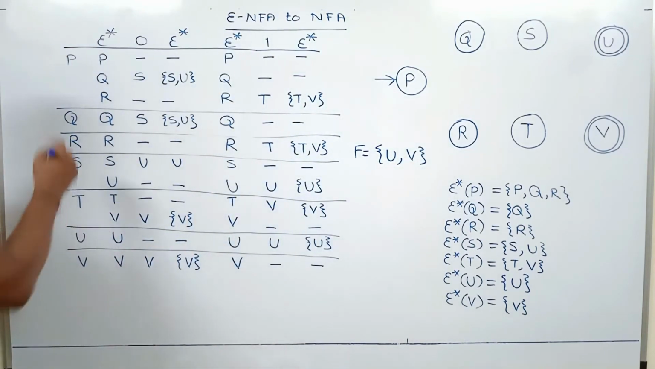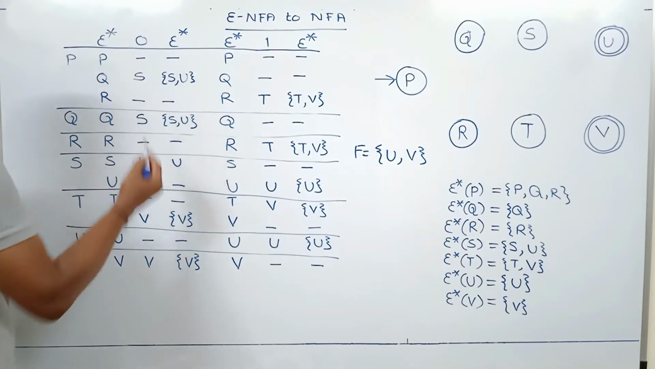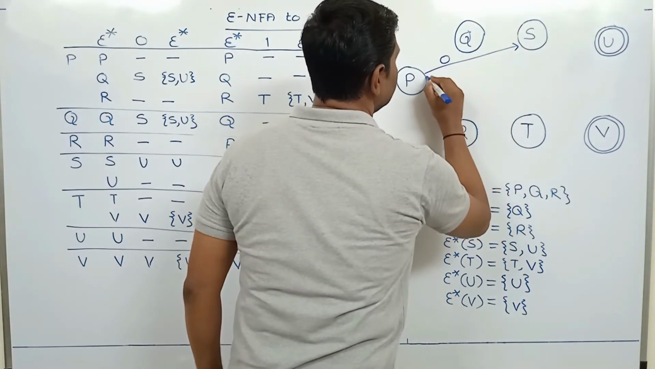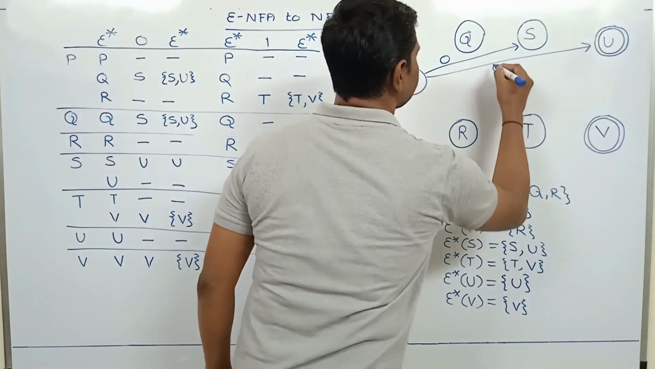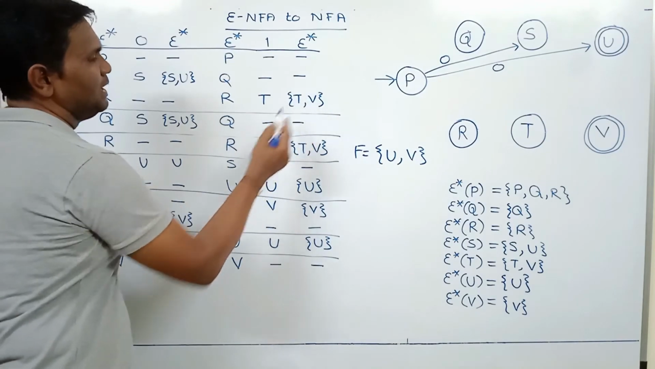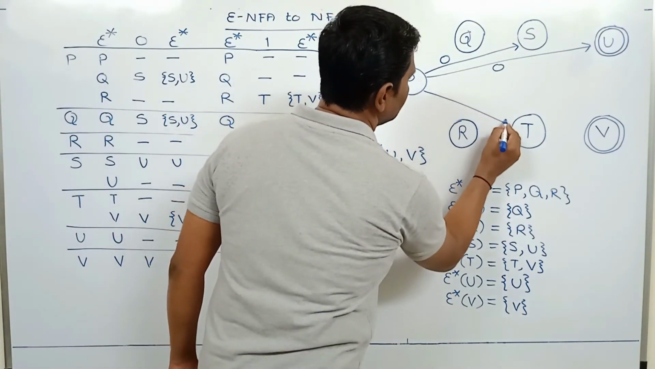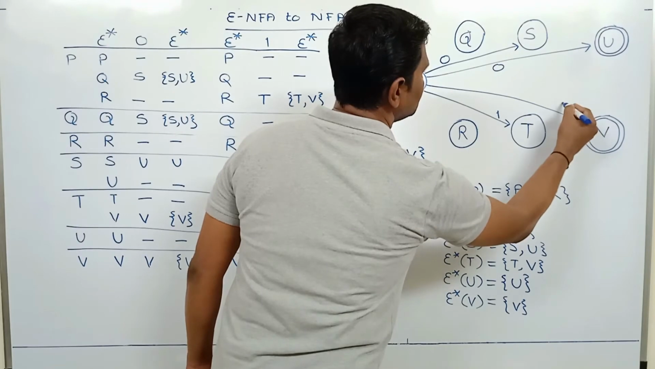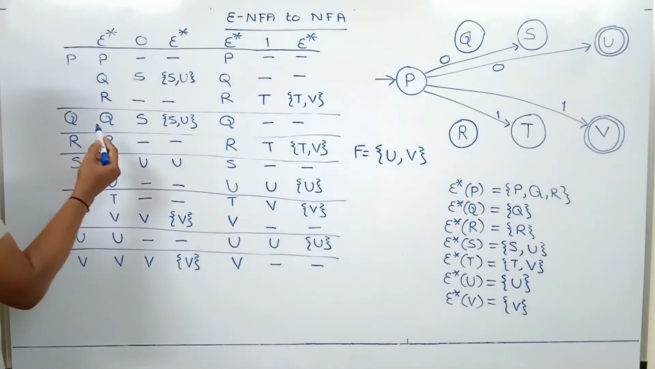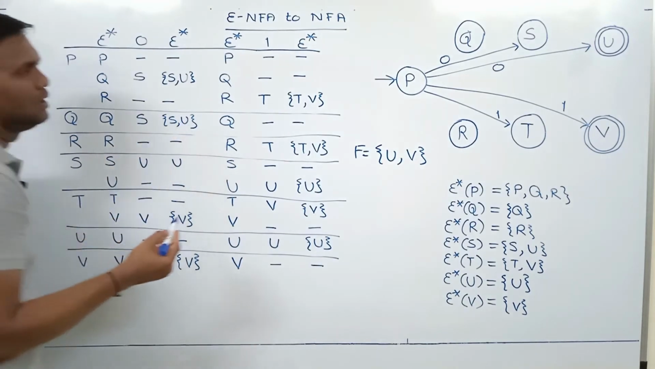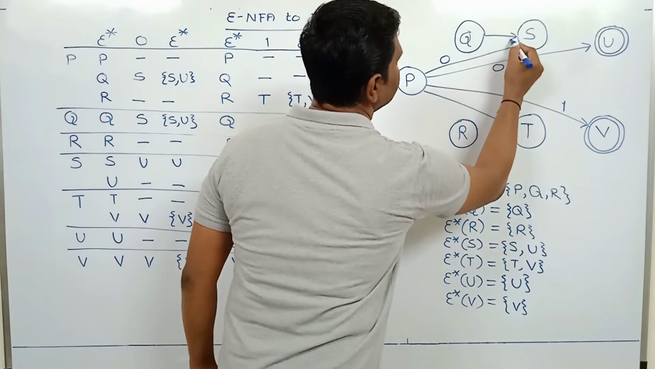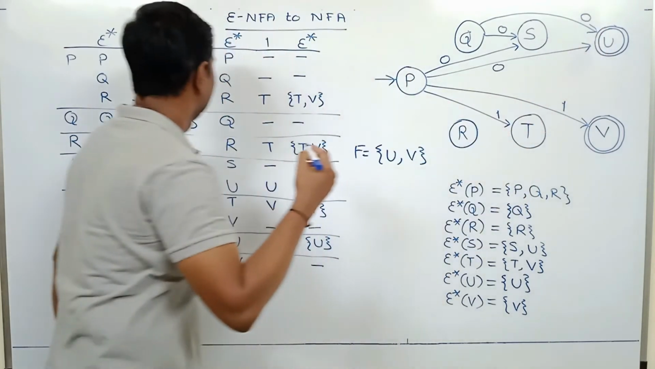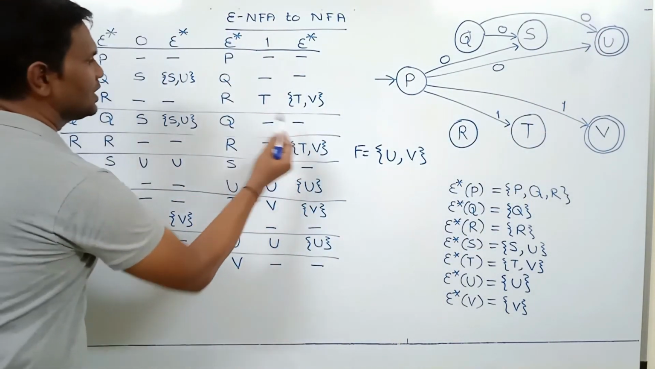Now consider transitions for P. P on 0 goes to S and U. P on 1 goes to T and V. Q on 0 goes to S and U. Q on 1, there is no transition.